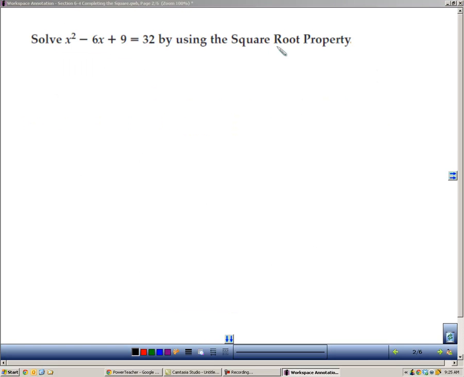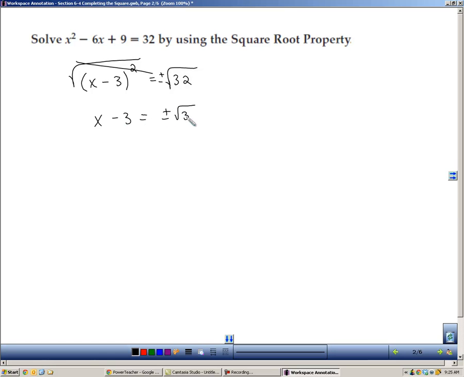Here I'm told to solve by using the square root property, so I'm not going to worry about getting it equal to 0. I am going to notice that this is a perfect square trinomial again, and it's created with an (x minus 3) squared. Now we'll use the square root property. We'll take the square root of both sides. Don't forget when you do that, include the plus and minus. So we'll cancel: x minus 3 equals plus and minus the square root of 32.